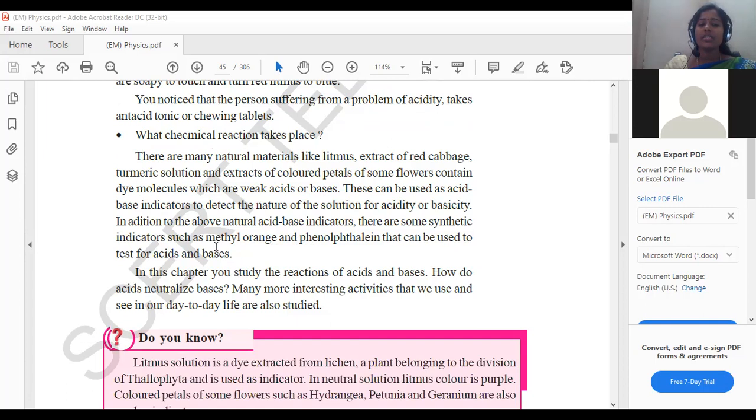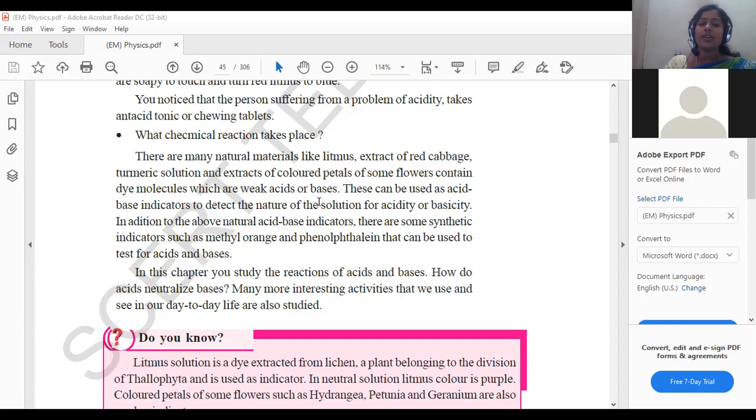Right. Some of the indicators which are used synthetically are methyl orange and phenolphthalein. Methyl orange, under acidic conditions, exists in red color. When we take a basic or alkaline solution, it exists in yellow color. Phenolphthalein under acidic conditions will be colorless. Under basic conditions, it will turn pink, right? So this is about synthetically prepared acid-base indicators.